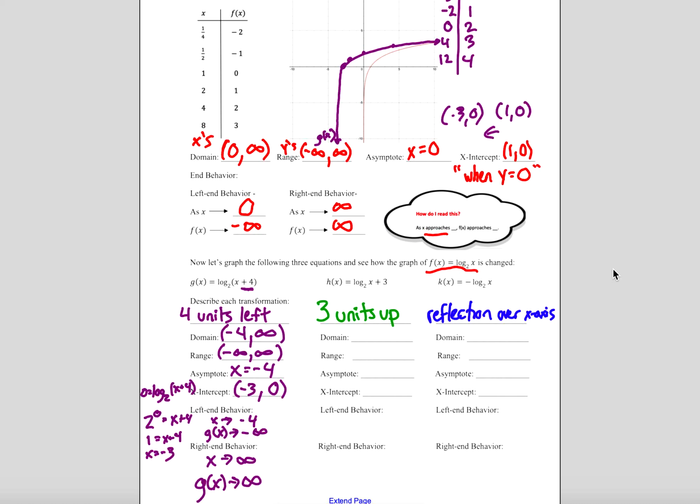I want you guys to try h of x. Try and do h of x all by yourself. Do the xy table, and then do the domain, range, asymptote, x-intercept, left-hand behavior, and right-hand behavior. Take 2 to 4 minutes for this.